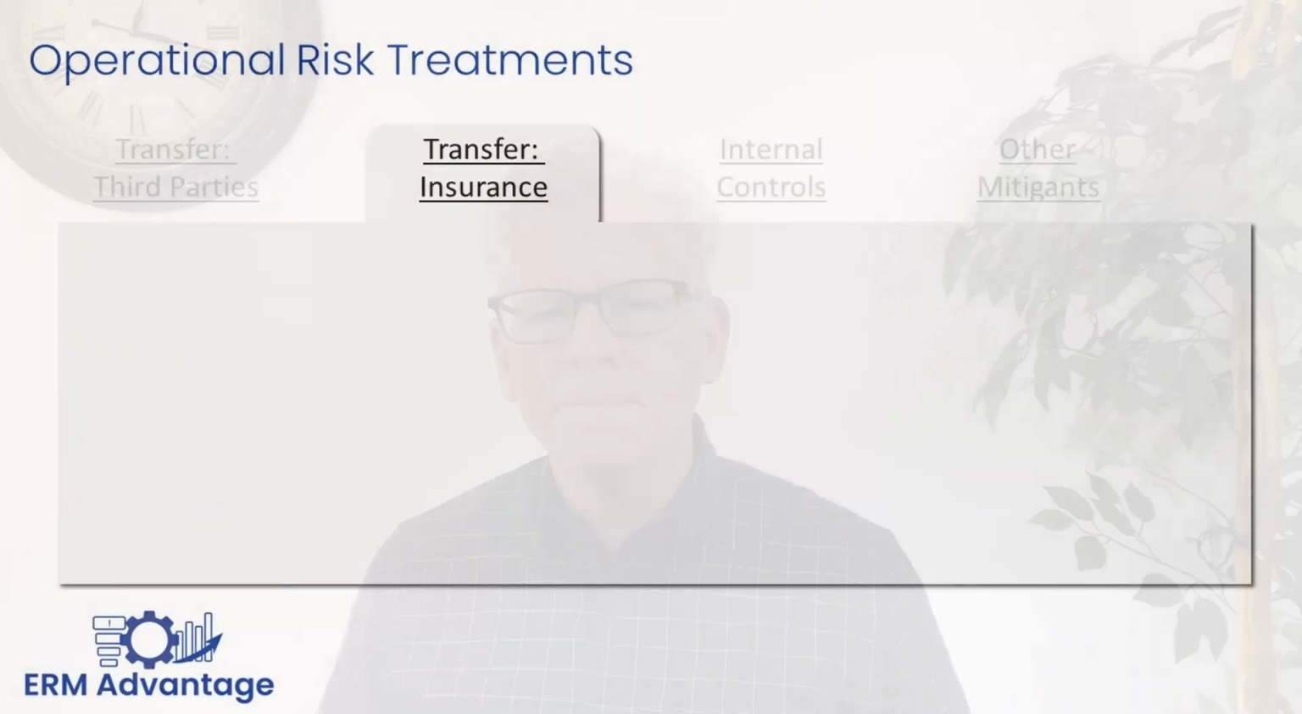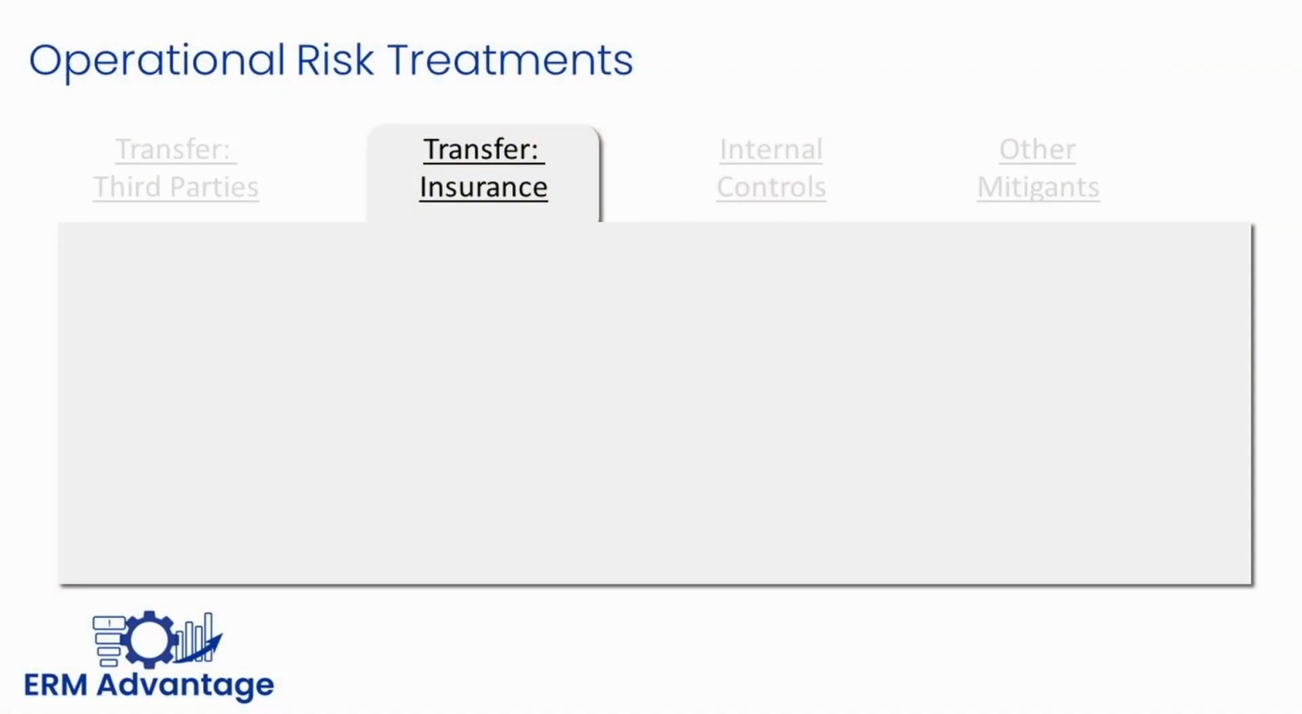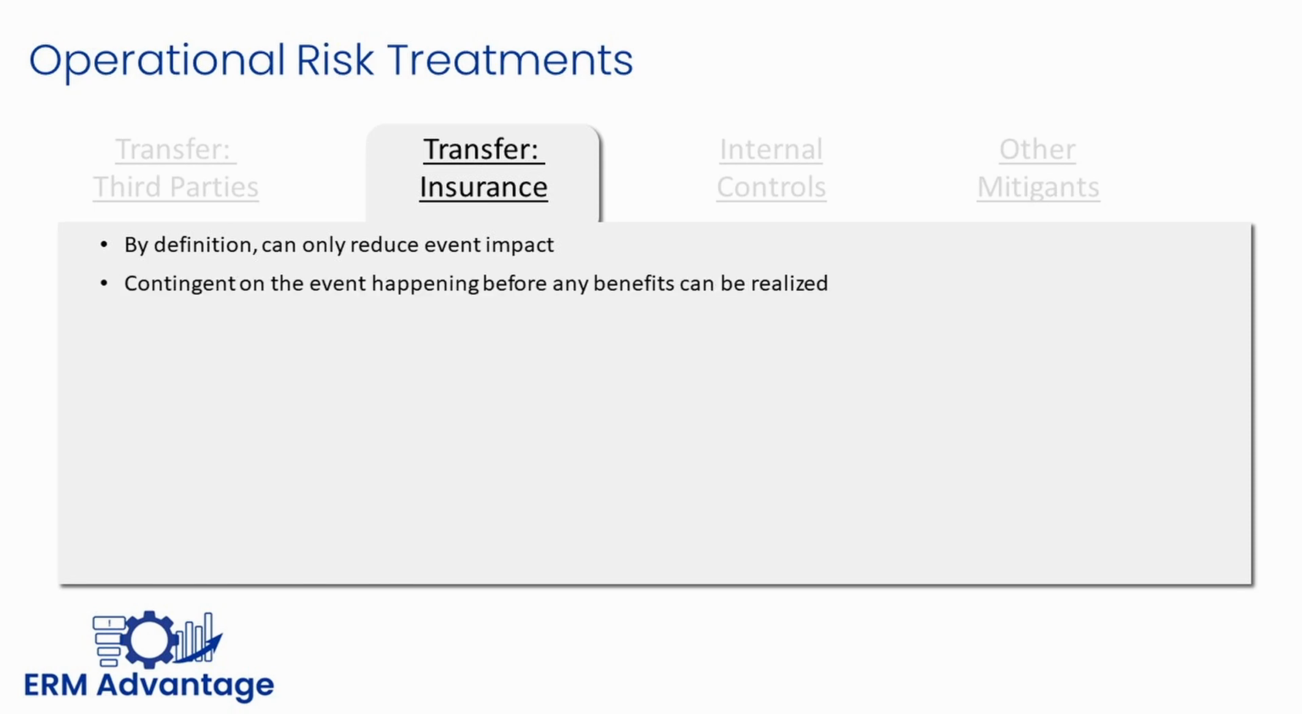Then we move to the transfer mechanism of insurance. This treatment is also fairly straightforward in that insurance provisions by definition can only reduce potential impact. It cannot affect likelihood. Now, this is always contingent on an event actually happening before any benefit is realized. This will become more meaningful later on when we consider types of mitigants relative to the event, before or after.